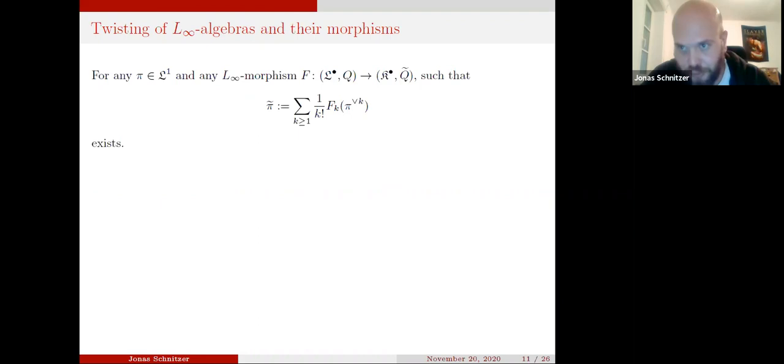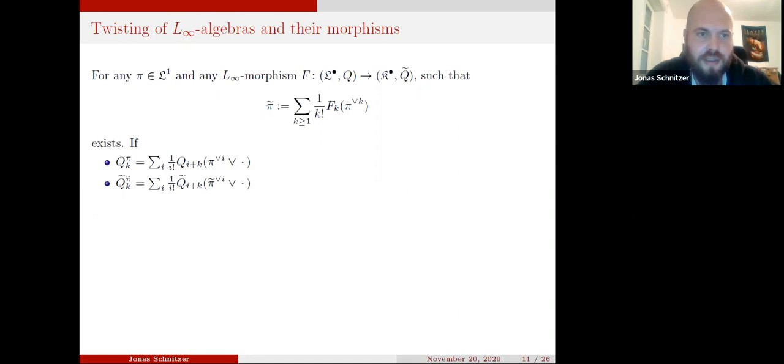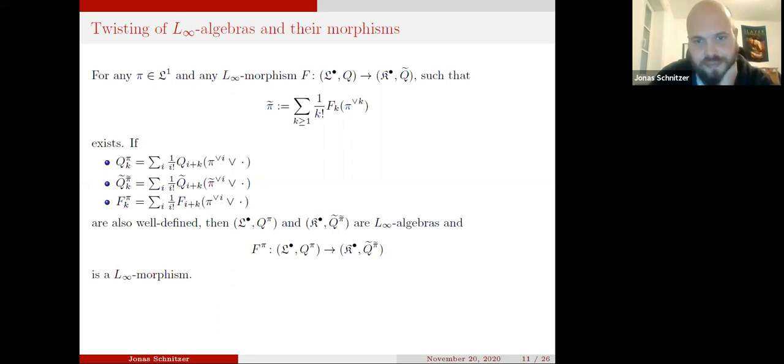Very important for us is twisting of Maurer-Cartan elements, twisting of L-infinity morphisms. So if we take an L-infinity morphism and an element of degree one in the left L-infinity algebra, we define this pi tilde via this formula. Then we have conditions. So this map, which is just the insertion of the Taylor coefficients of Q, the same for the L-infinity algebra K, and the same for the morphism, we just insert and expand, basically. If they exist, then you can twist one differential, twist the other differential, and twist the morphism, and it stays an L-infinity morphism.